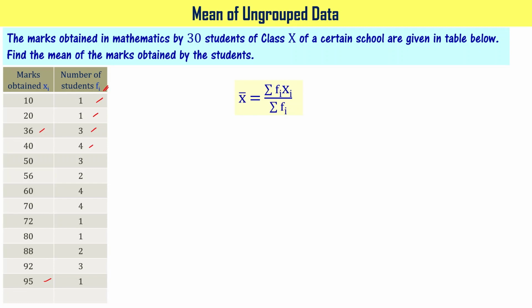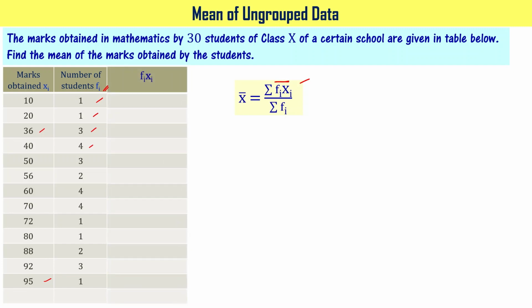Those are numbers 1, 1, 3, 4 and so on. Xi are given, that are 10, 20, 36, 40 and so on, right? What is missing in this particular case is fi xi. Let's try to find that now. Fi xi you will obtain just by multiplying fi value with xi value, right?